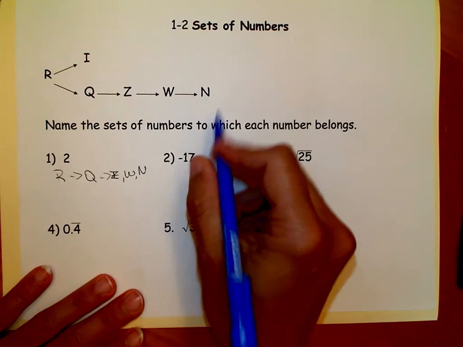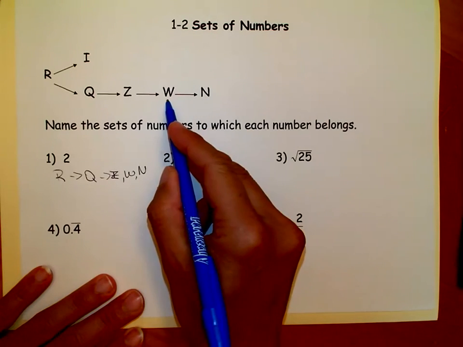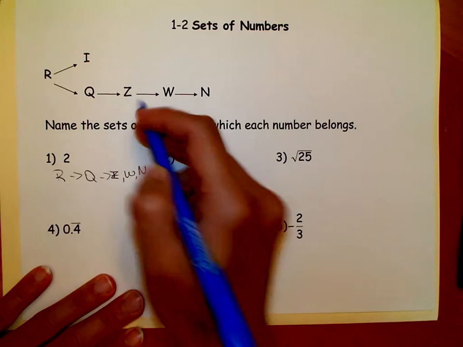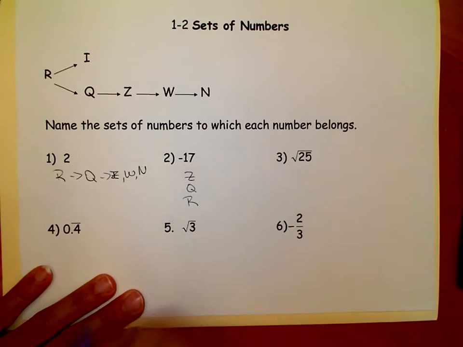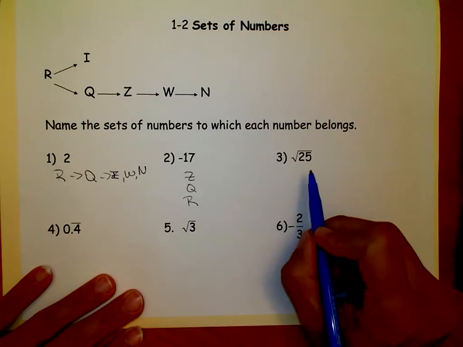Negative 17 is not a natural number because it's negative. It's not a whole number because it's negative. Negatives start right here. So we know it's an integer, we know it's a rational number, and we know it's a real number.